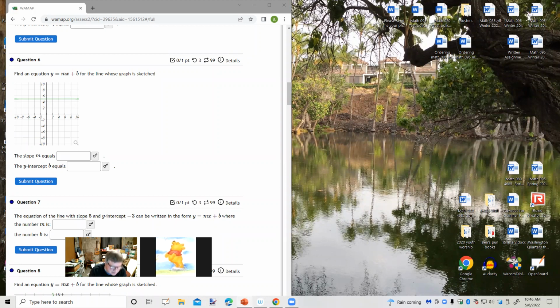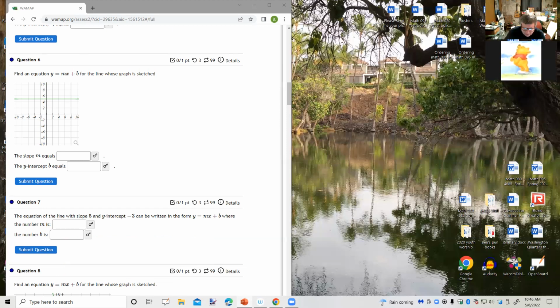Okay. Since it's a horizontal line, the slope would be 0, right? Horizontal line, slope is 0. Vertical line, slope is undefined. And it has a y-intercept of 5 right there. Okay. So m is 0 and b is 5.